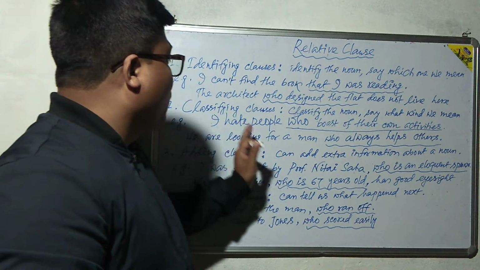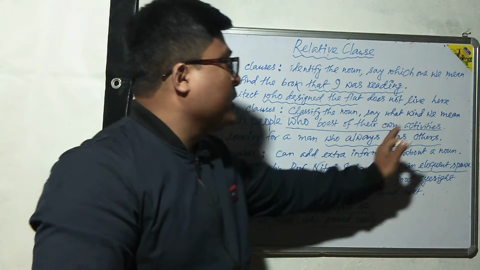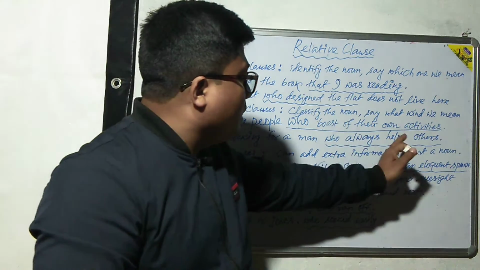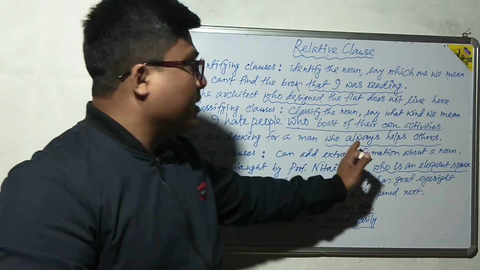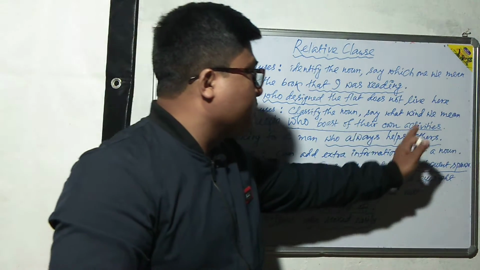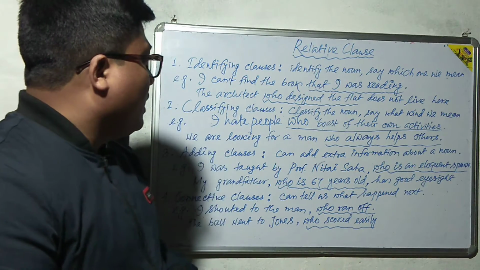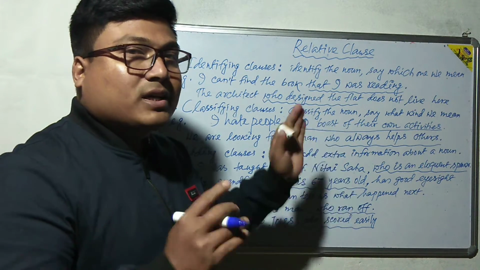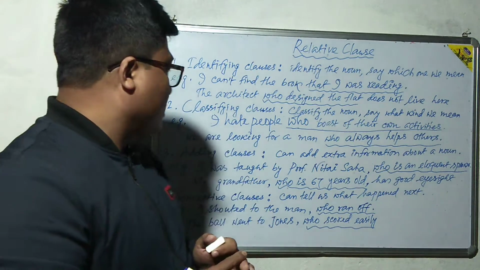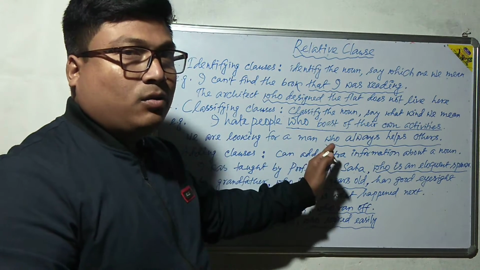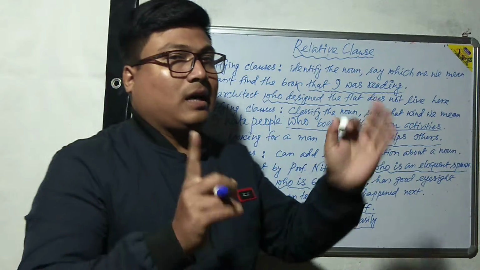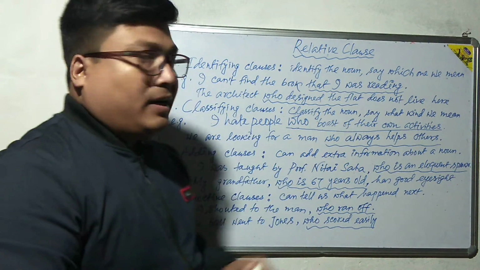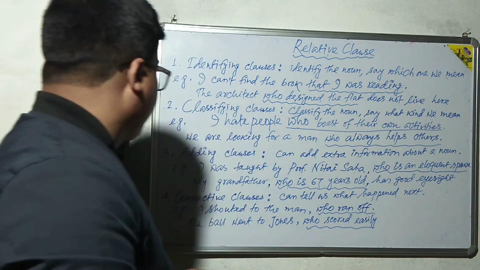Next example, we are looking for a man who always helps others. So, the underlined clause is a classifying relative clause, who always helps others. This clause helps here to classify the noun. What kind do I want to mean here? We are looking for a man. What kind of man? Who always helps others. So, this is an example of a classifying relative clause.